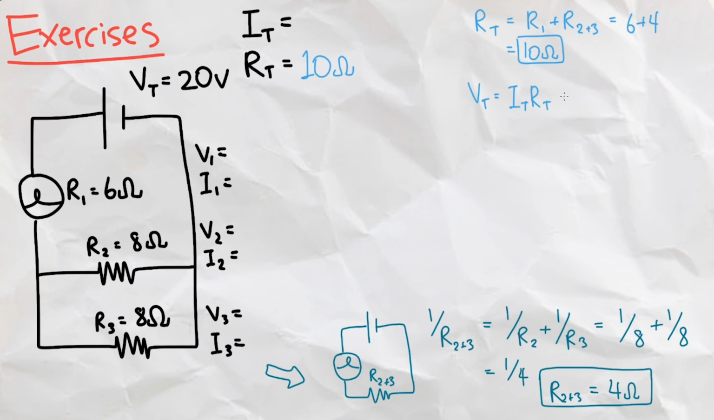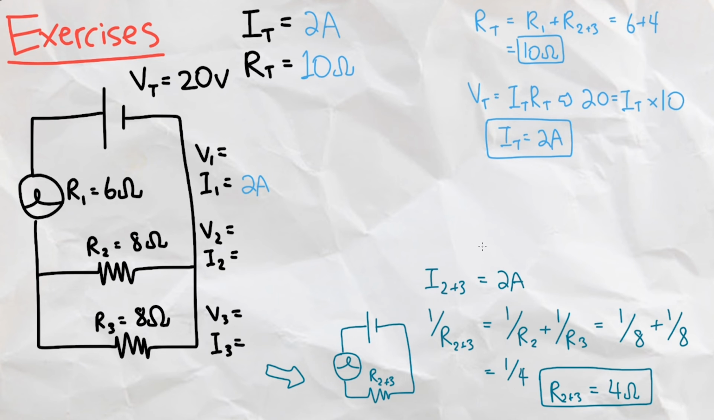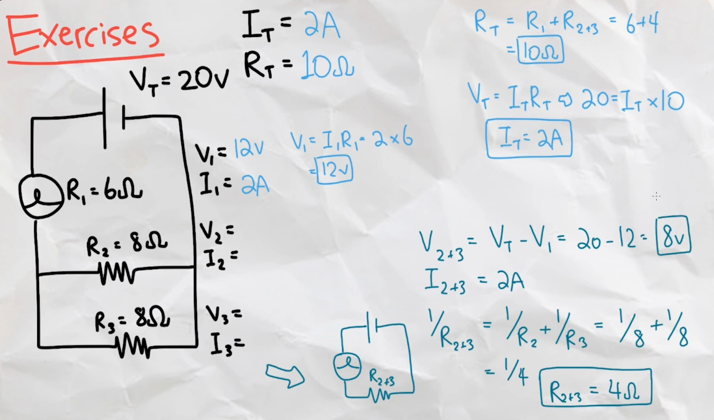And using V = IR, the total current is 2 amps. So at the light bulb, the current is still 2 amps as it is in series, so its voltage must be 12 volts. At the two resistors, they must have a combined current of 2 amps as well, so their combined voltage must be 8 volts, meaning that at each resistor, the current is 1 amp. And there we have it.